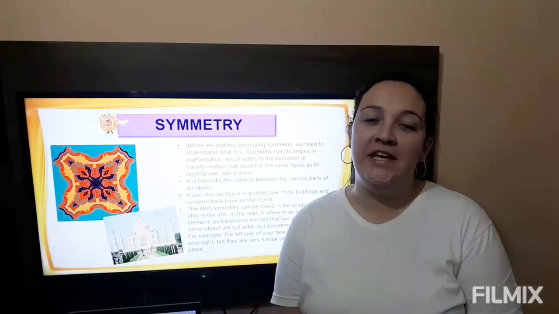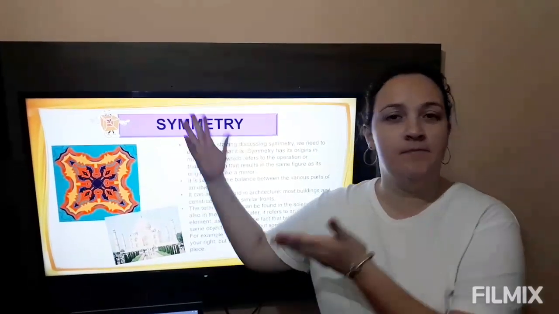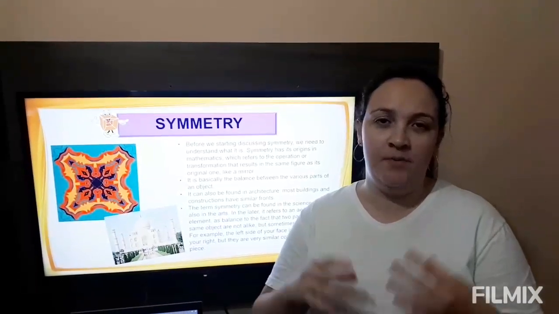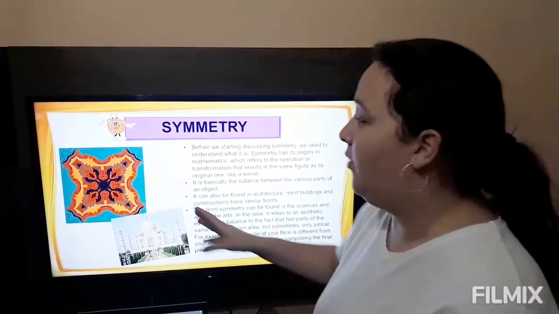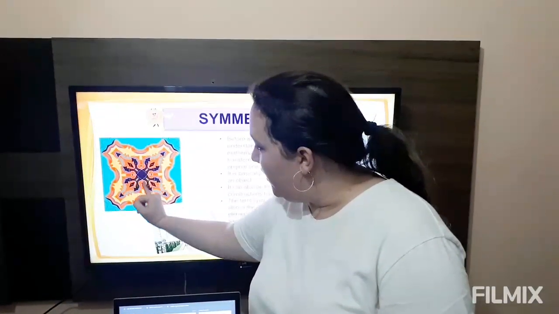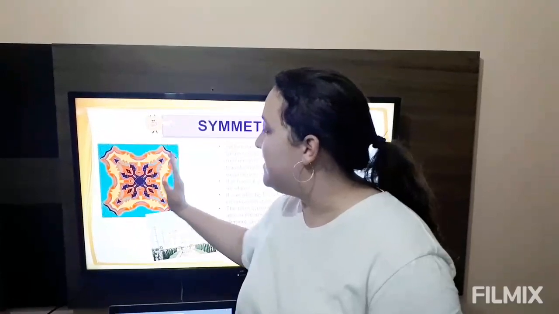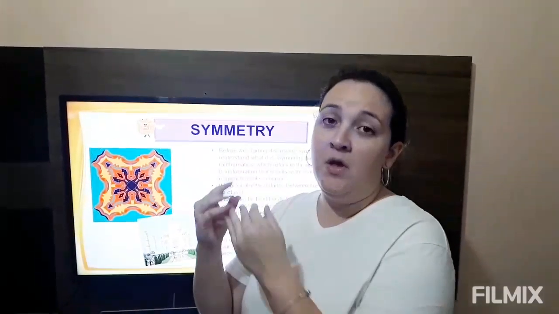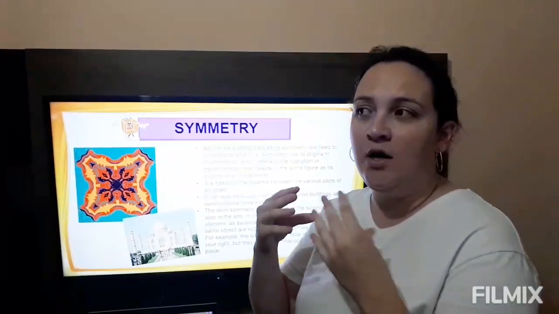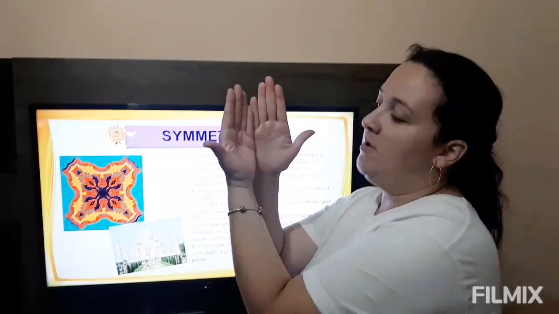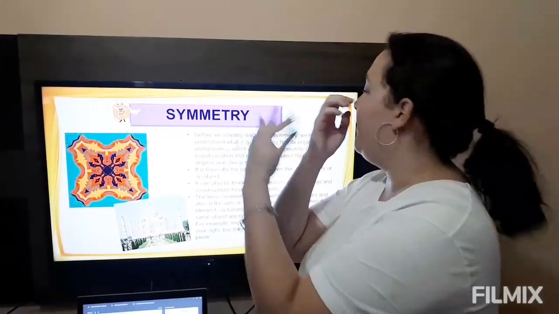Hi guys, so today in arts we are going to start discussing symmetry. How can I summarize symmetry for you? It's something very simple. If you observe this picture, for example, if you put a line in here, can you see that this part is the same as this part? They are a mirror of each other. So what happens? This is the symmetry. The concept, the theory, is one part that is similar to the other, like a mirror.